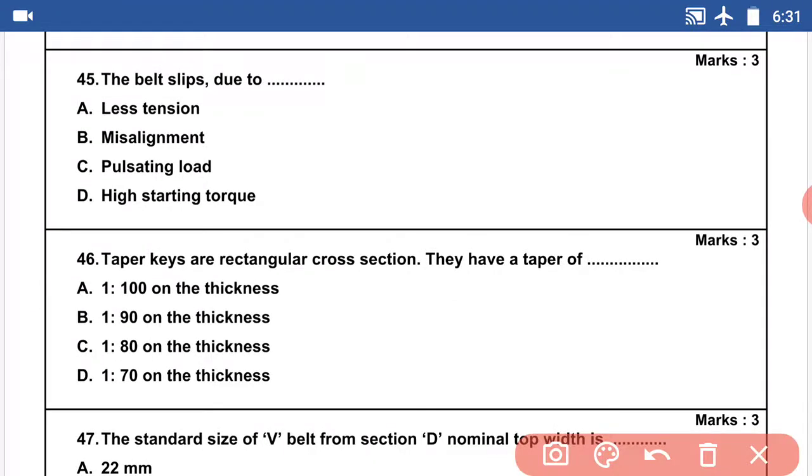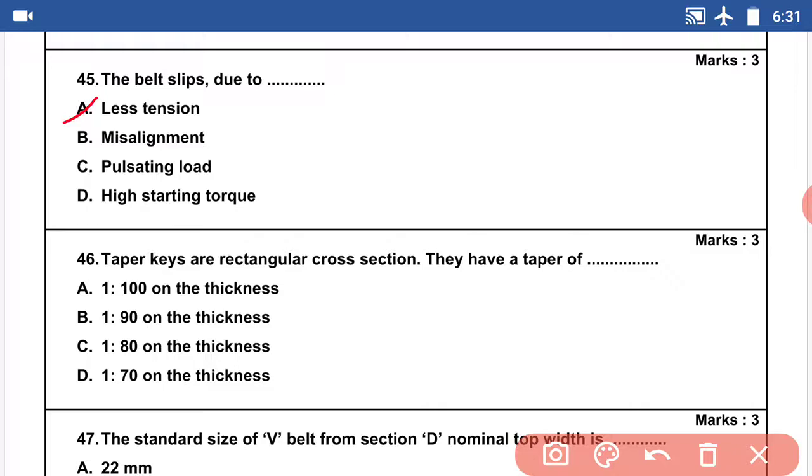The belt slips due to dash. This question answer less tension. Option A correct answer, less tension. Question number 46. Taper keys are rectangular cross section.